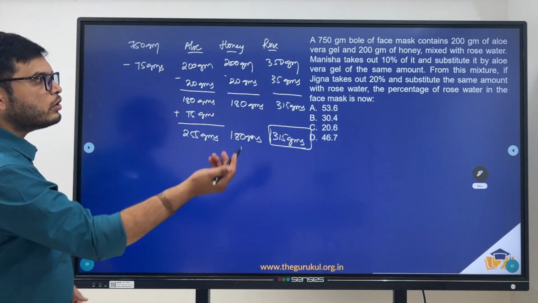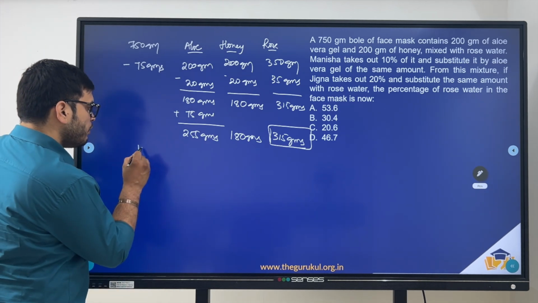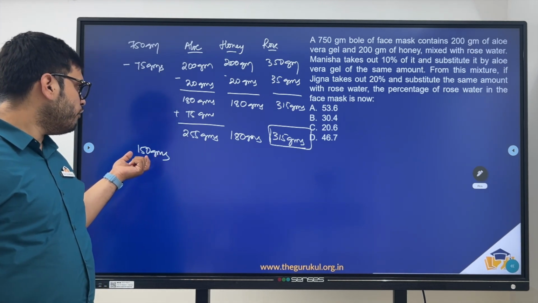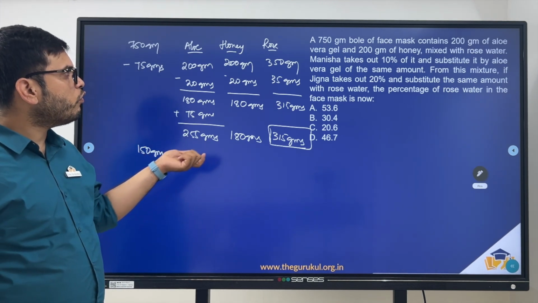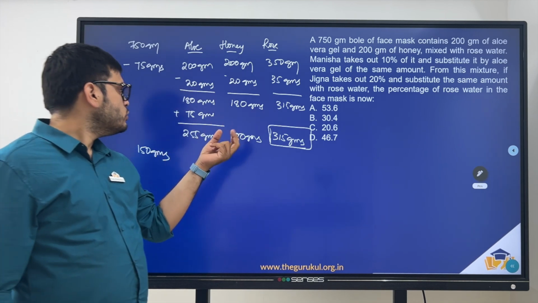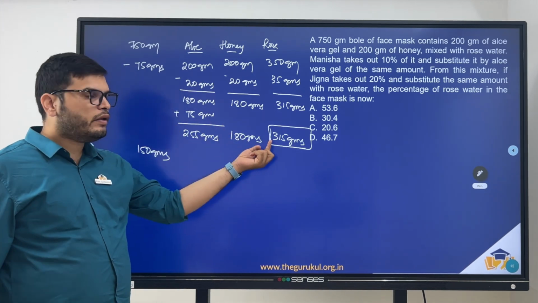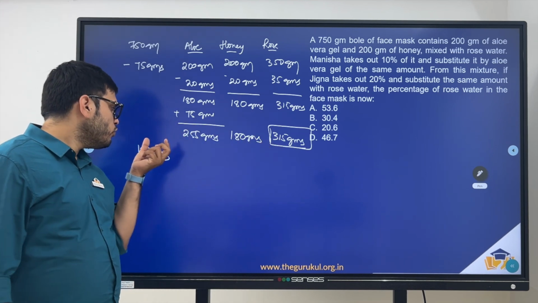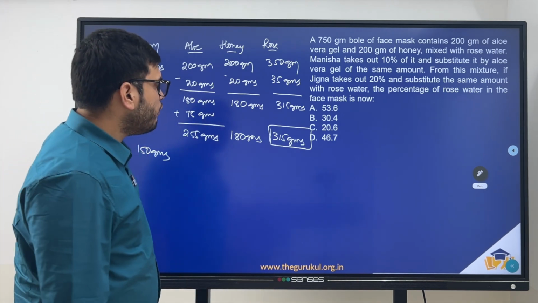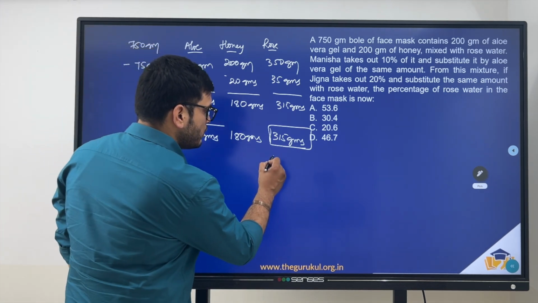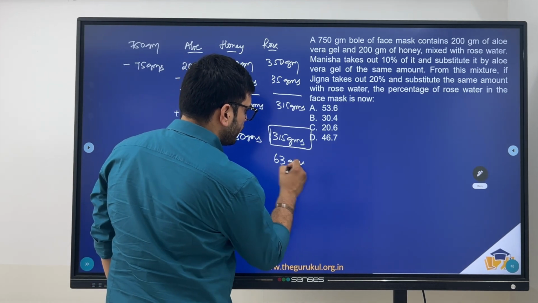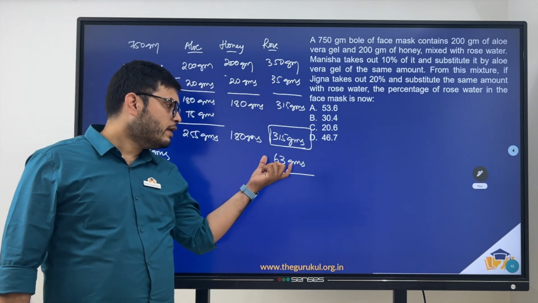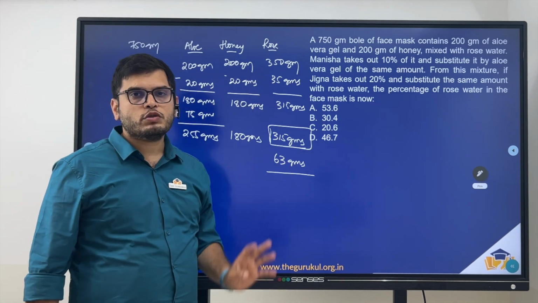Okay. Now how much amount is removed? 20%. That means 150 grams. Right. Now in these 150 grams, what would be the amount of rose water? Right. So in 750 grams, it is 315. In 75 grams, it would be 31.5. So in 150 grams, it would be double of 31.5, which would be 63, right? So in these 150 grams, you will be having 63 grams of rose water being removed.